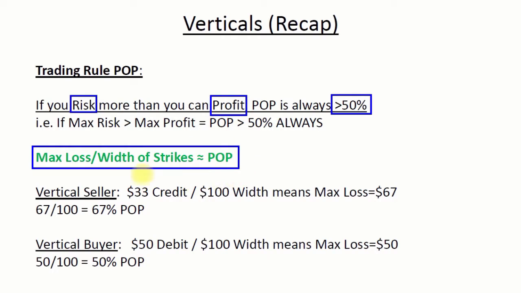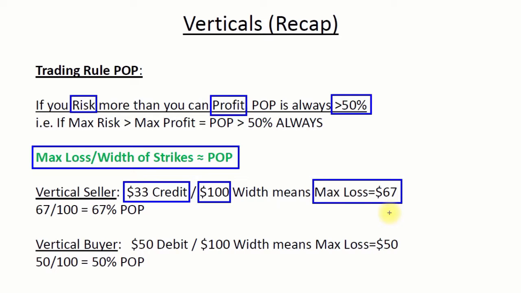So what does that mean? Well, let's talk about selling a vertical first. Let's say we sold it for 33 cents per dollar width, okay? So we're getting a 33-cent credit, and the width of our strikes is $1, which is $100. So what's the most we can lose in that case? Well, we know the potential max profit plus the potential max loss always has to equal 100, in this case the width of the strikes, so the max loss we could have on this trade is $67.